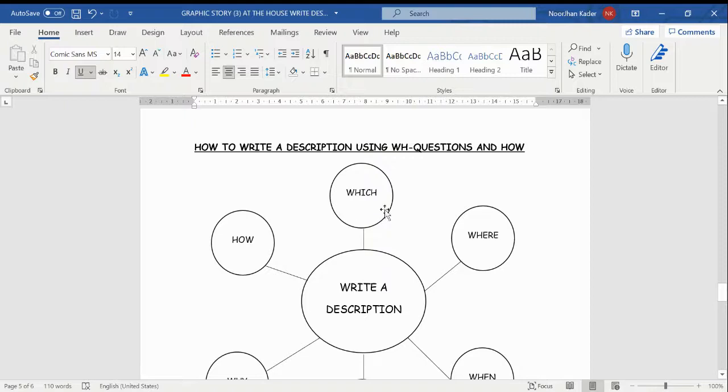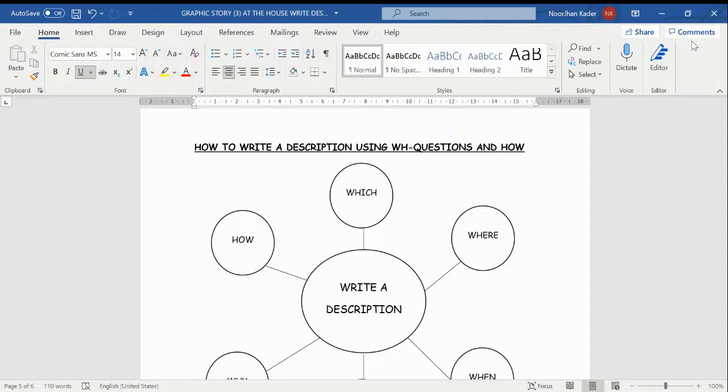So before you write a description, first thing, okay, which. I will start with the first question, which is which. Why do I say which? Because you are not going to answer questions from the graphic story, but you are actually going to write a description about a character or a few characters or the surrounding of the house, or how it looks from outside. I mean the house, how it looks outside. So we don't know what do we have to describe.